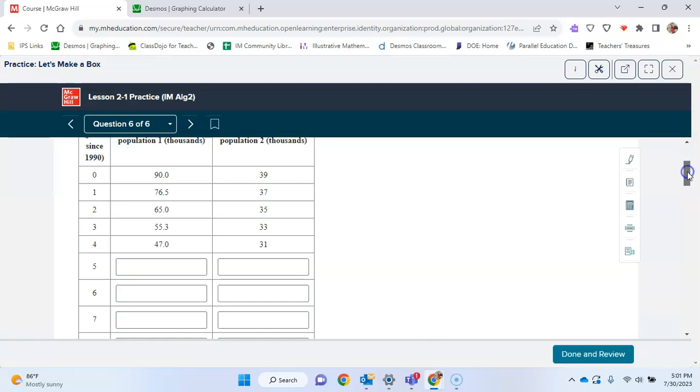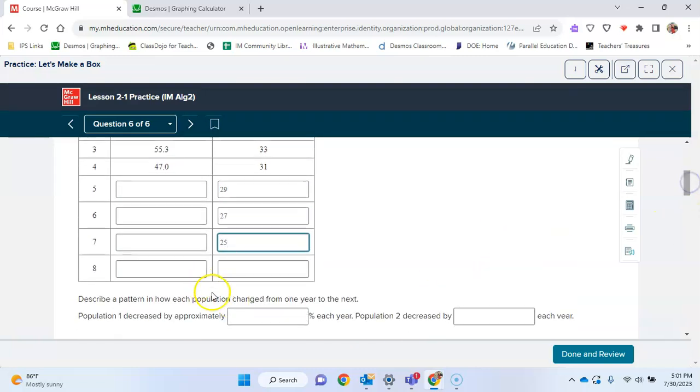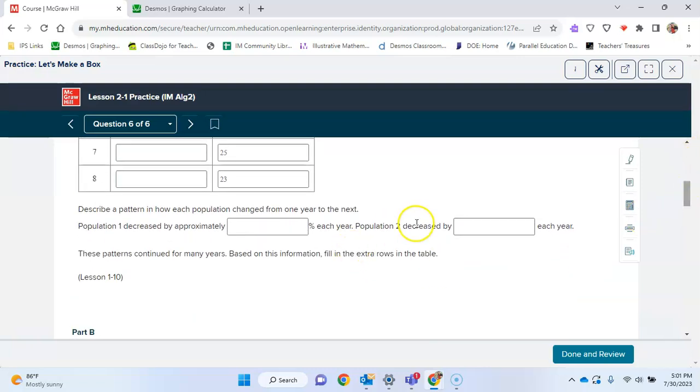Okay, you can see the second population goes down by 2 each time. So this would be what? 29 minus 2, 27, minus 2, 25, minus 2, 23. So population 2 decreased by 2,000 each year. Even though I said 2, it's in thousands.